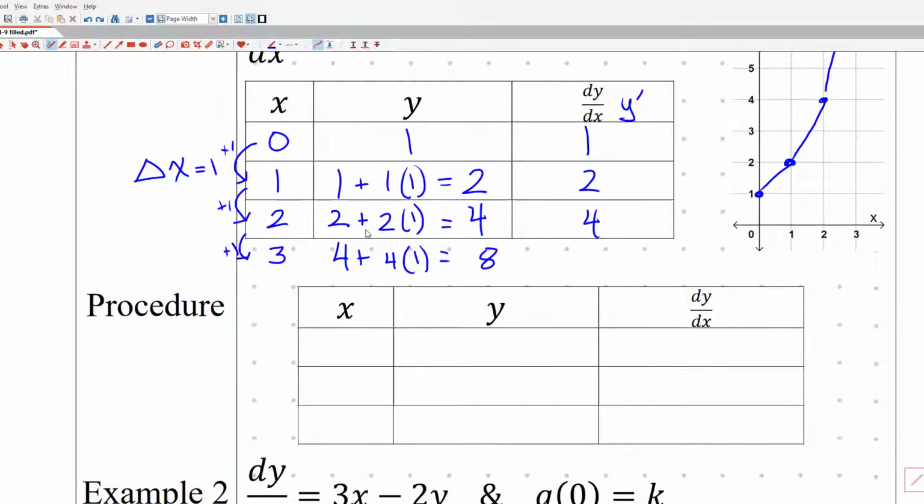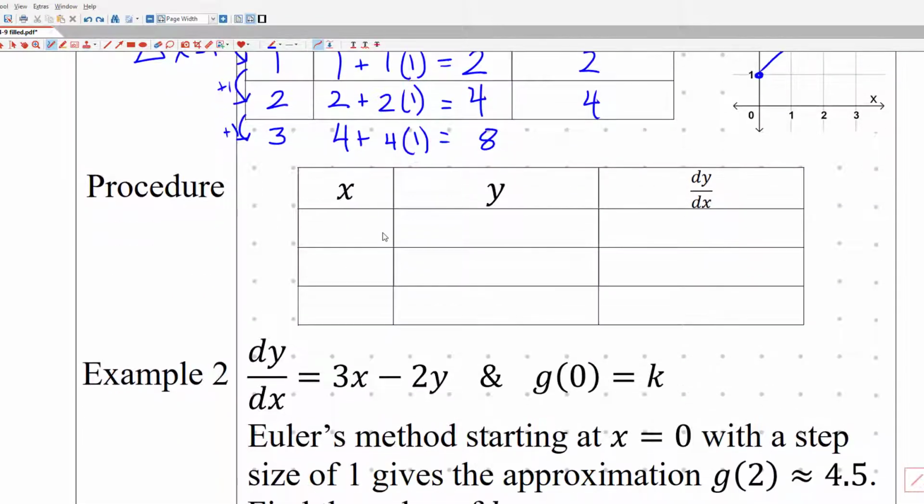Let me give you the general procedure. You always want to make a table of x and y values and also your y prime, or dy/dx, values. You always want these three columns. Sometimes Khan Academy has an n value because your x values are a little bit weird, but these are the three columns that you'll use.